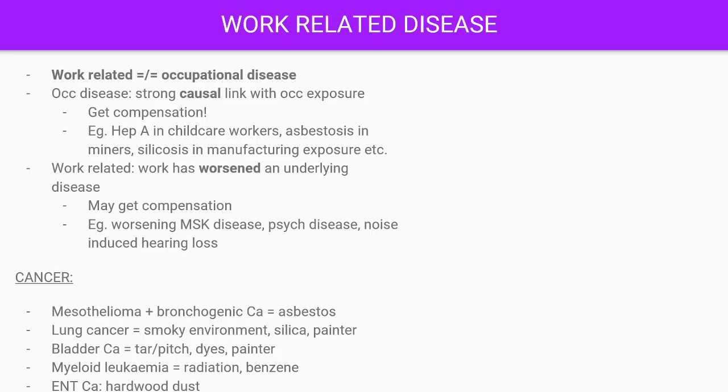In terms of other cancers, we've got mesothelioma and bronchogenic carcinoma by asbestos. Lung cancer is silica, paint or a smoky environment. Bladder cancers are your dyes, working with tar and paint as well. Myeloid leukemia is benzene, and ENT cancers are hardwood dust.